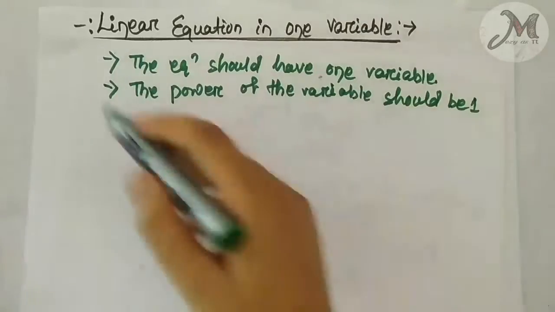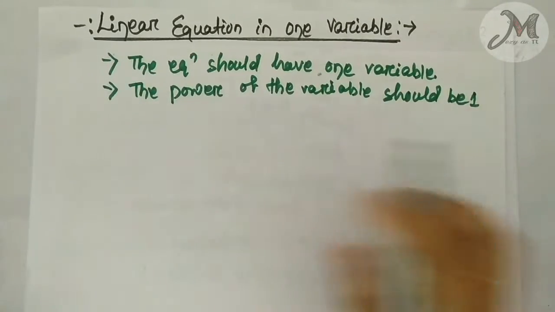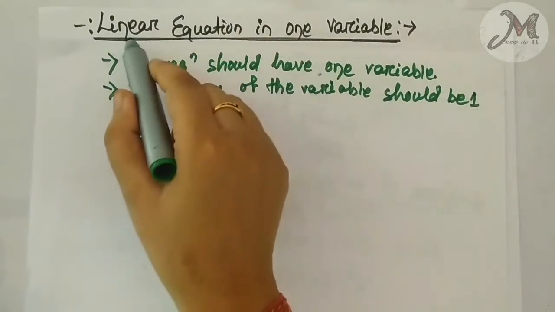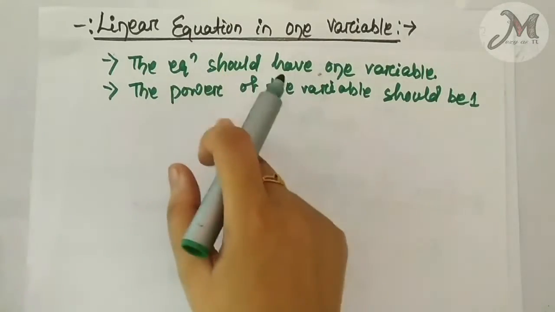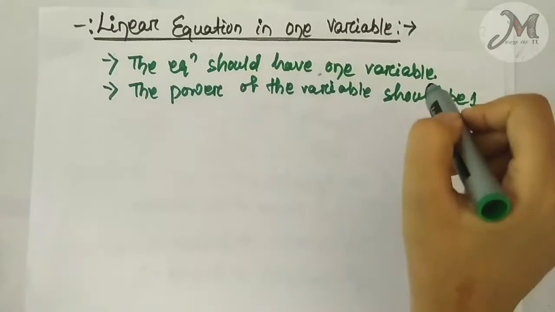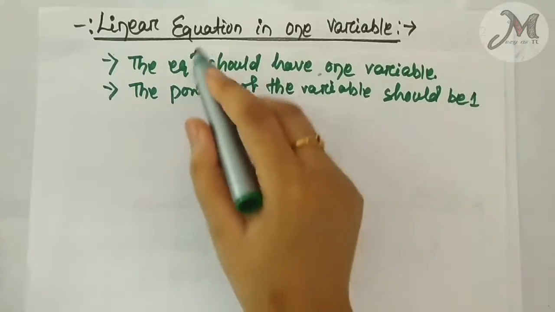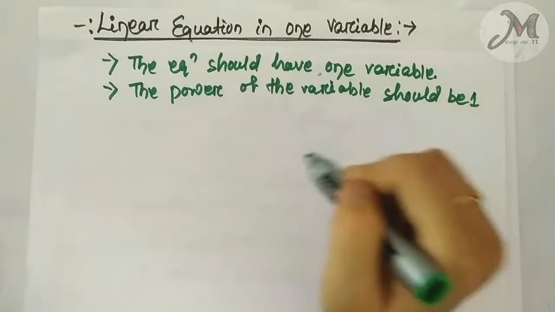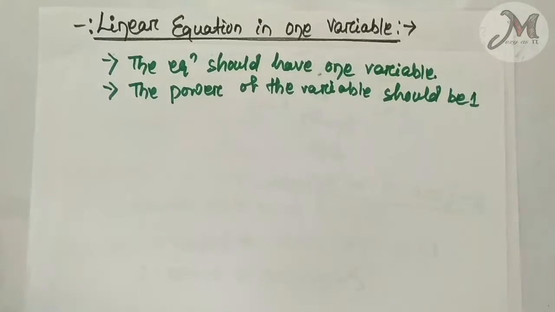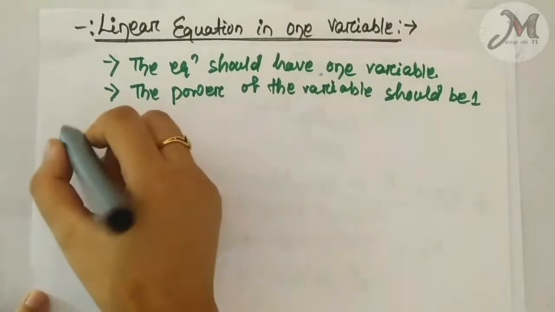So in order to say an equation is a linear equation in one variable, this equation has to fulfill these two conditions. The equation should have one variable, and the highest power of the variable should be 1. Okay. Now we'll see the general form of a linear equation in one variable. What is the general form of a linear equation in one variable?